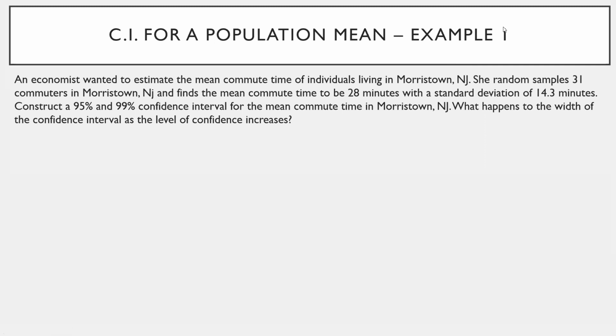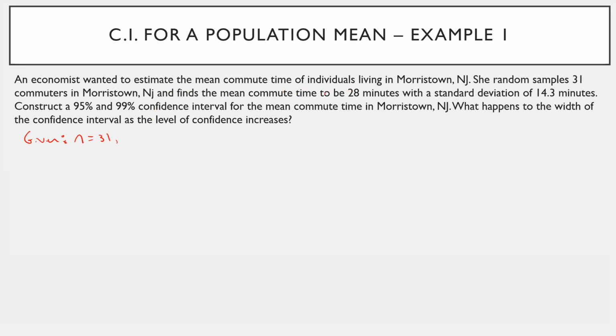All right, so here's the first example. We're just going to do a real simple one. An economist wanted to estimate the mean commute time of individuals living in Morristown, New Jersey. I picked Morristown because that's where I'm from. So this economist samples, and I'm going to write down the information as I get it, 31 commuters in Morristown. So this is what you're given. You're given the sample size, 31.